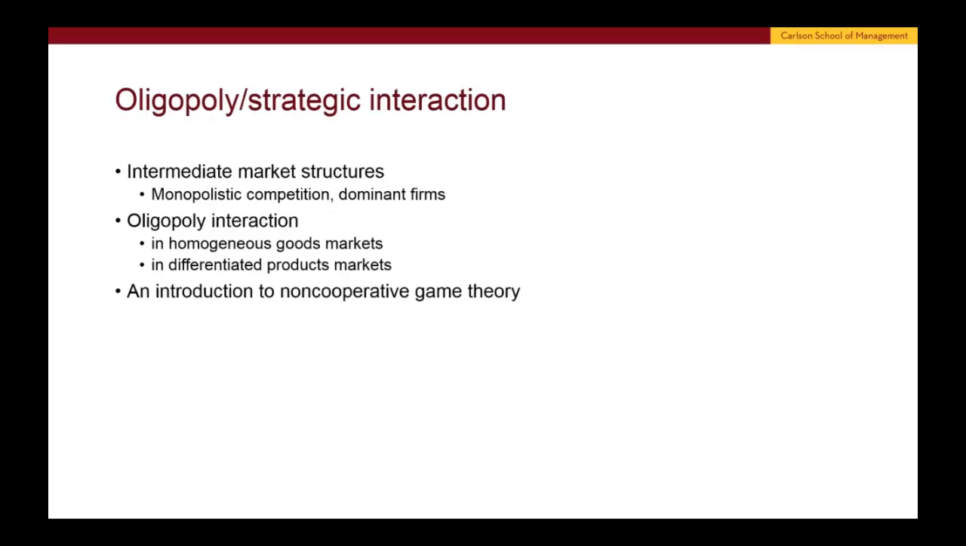The third major topic in the course is oligopoly and strategic interaction. Here what we're thinking about is what happens in markets with a few major players, a few large firms. We'll make our way through some intermediate market structures called monopolistic competition and the model of dominant firms to talk directly about oligopolistic interaction via game theoretic models. We'll talk about homogeneous goods markets as well as differentiated products markets. In that part of the course, we'll do a brief introduction to non-cooperative game theory.